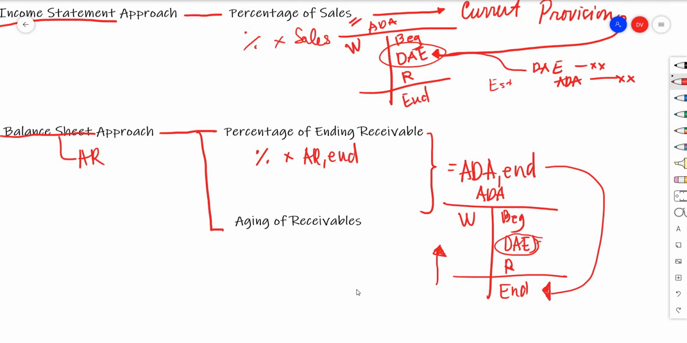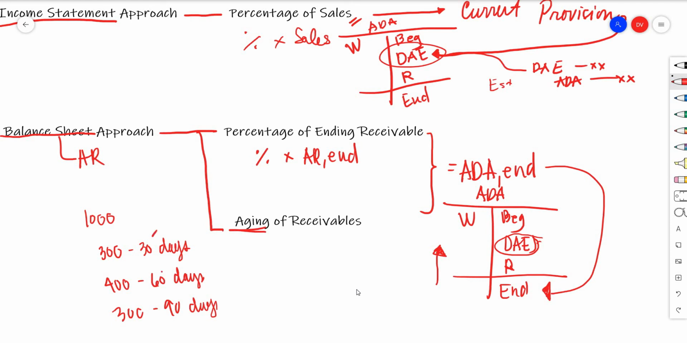So, when we say aging of receivable, let's say, for example, you have 1,000 na receivable. At sabihin na natin yung 300 dyan, 30 days na palang hindi nababayaran. Sabihin na natin yung 400 dyan, is 60 days nang hindi nababayaran. And then yung another 300, sabihin na natin 90 days nang hindi nababayaran. So, bakit siya tinatawag na aging? Kasi, binibilang mo kung gaano na siya katagal na hindi nababayaran. And of course, pag mas matagal na hindi nababayaran, mas mataas ang chance na hindi mo na siya makokolekta.